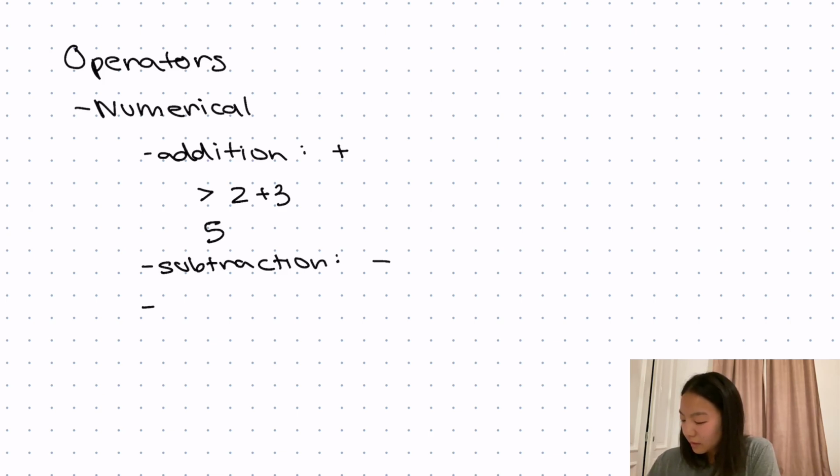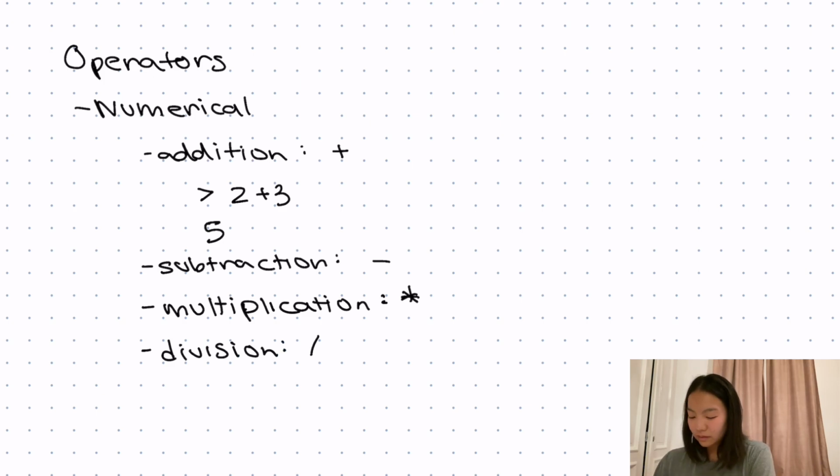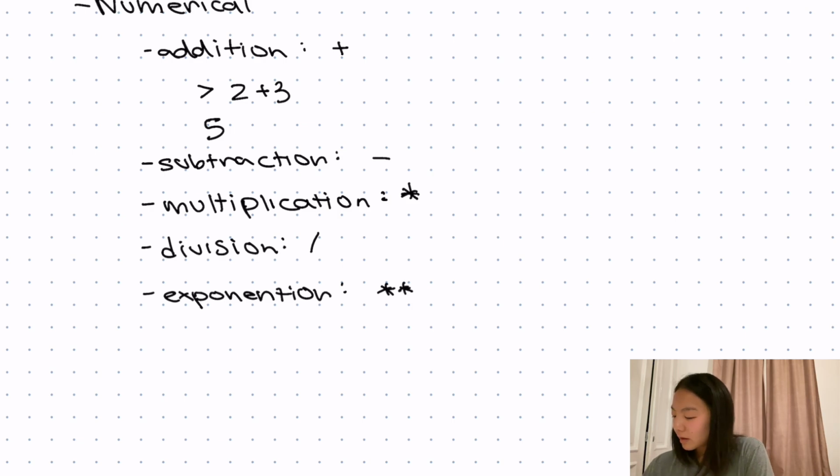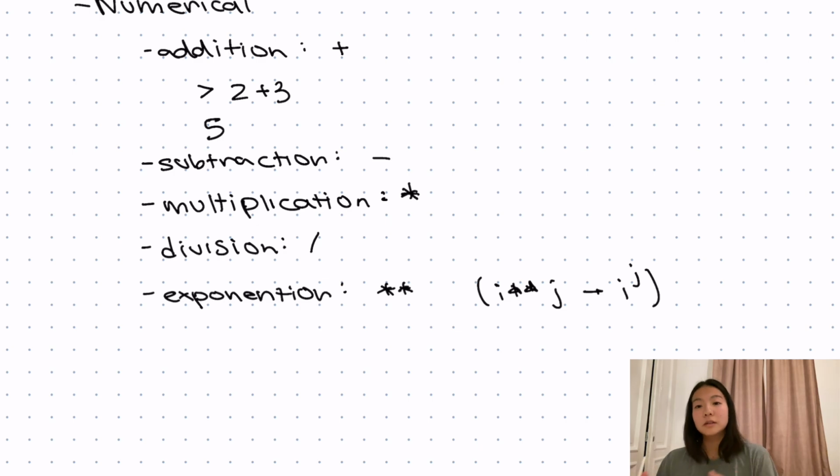We can have multiplication, which we'll use the star sign on our computer. We can have division, in which we'll use the slash. I always get the backslash and the forward slash confused, but the slash. And then we also have the exponentiation operator, which is actually 2 stars. Basically, if I have i star star j, then this is representing i to the jth power. Okay, so that's just an exponent.